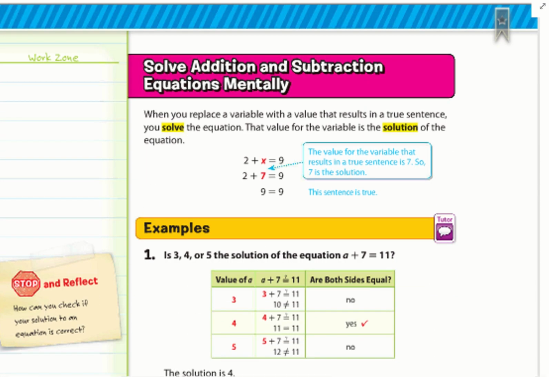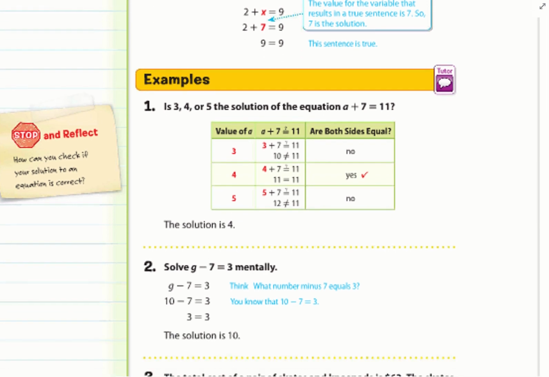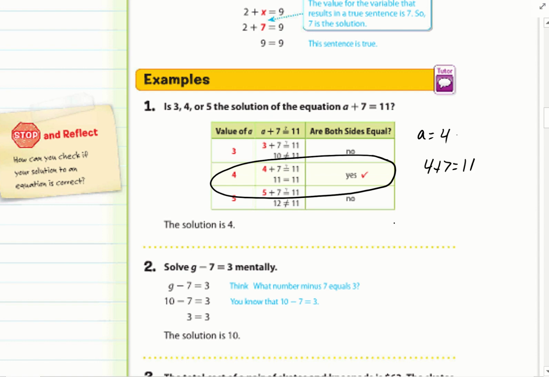So, solving addition and subtraction equations mentally. So I have 2 plus x equals 9. Well, in order to make this true, I know my x has to equal 7. So I have 2 plus 7 equals 9. So now that 9 equals 9, that means the sentence is true. So example 1. It says, is 3, 4, or 5 the solution of the equation a plus 7 equals 11? Well, if I plug in 3 plus 7 is 10, 4 plus 7 is 11, and 5 plus 7 is 12. So I'm going to say it's going to be 4. So a equals 4, 4 plus 7 equals 11.